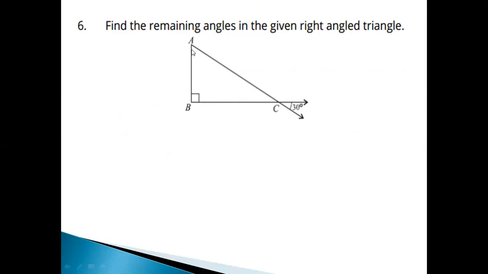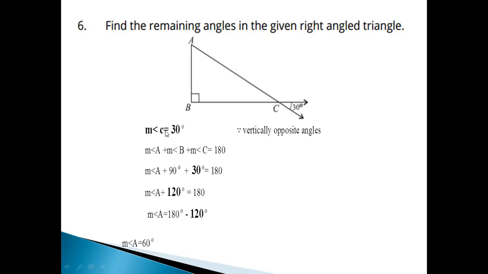And angle A you are going to find very easily. Sum of the interior angles of a triangle: angle A plus angle B plus angle C is equal to 180 degrees. Angle C is 30 degrees, I told you, vertically opposite angles. Now you put the value of angle B, that is 90 degrees, angle C 30 degrees. 90 plus 30 is 120. 120 is positive here, shifted to the other side, it will be subtracted from 180. So angle A is 60 degrees.